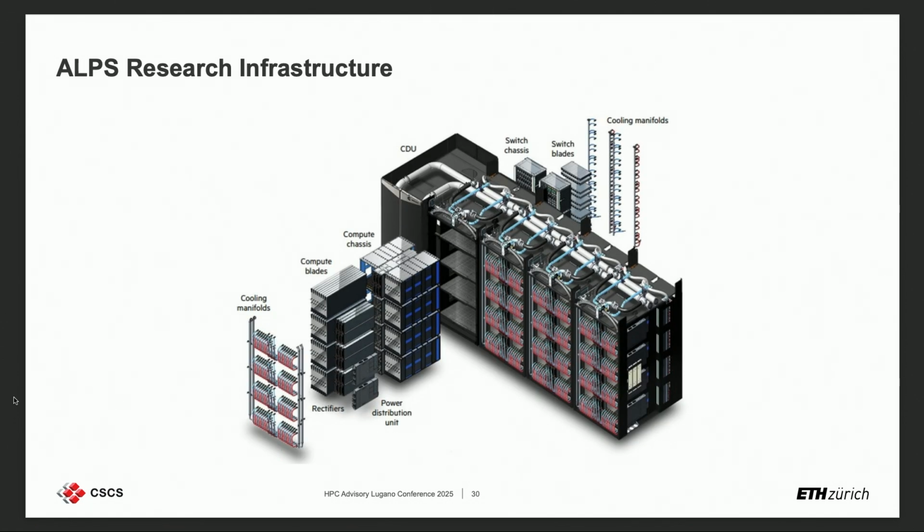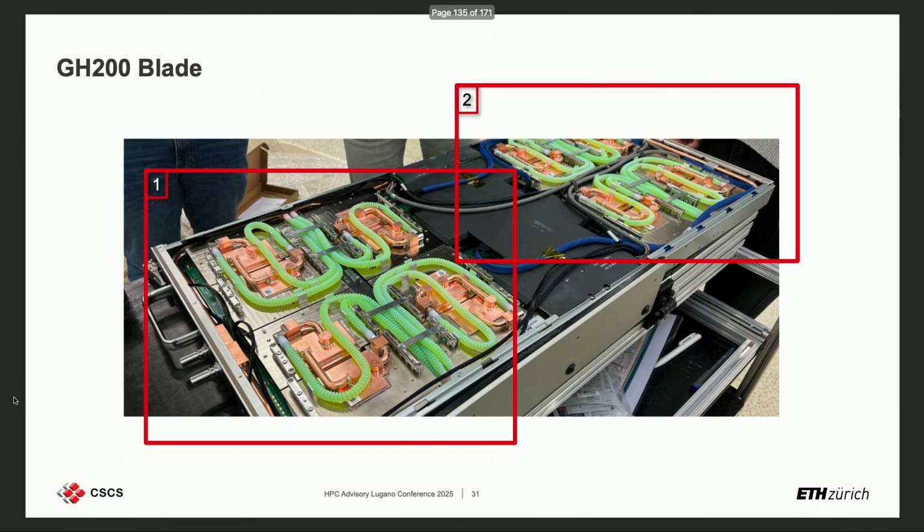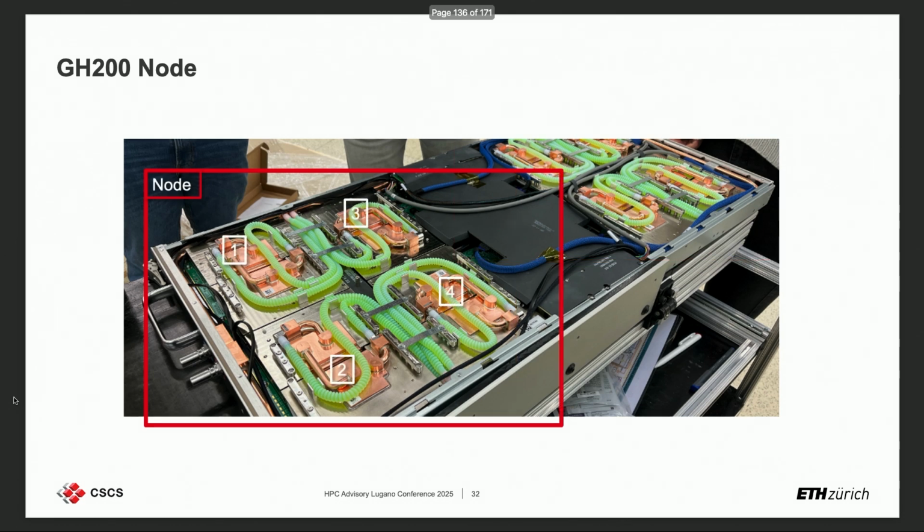So what does the system look like? This is just a simple schematic from HPE where you can see the entire system exploded with the compute chassis and the compute blades. Each of these blades has 2 nodes, which you can see here covered in red. So these are the GH200 blades. And in each of these nodes, you have 4 GPUs.